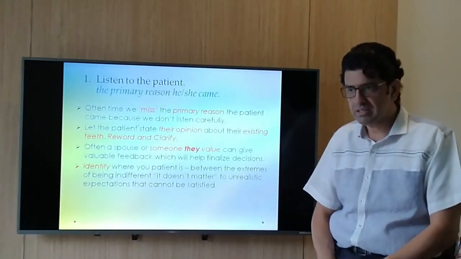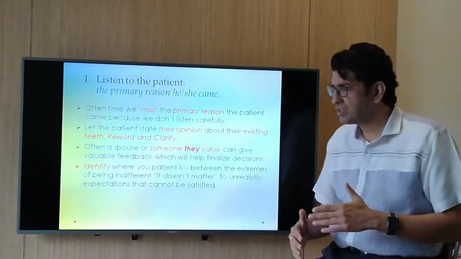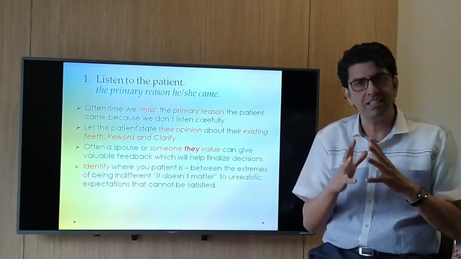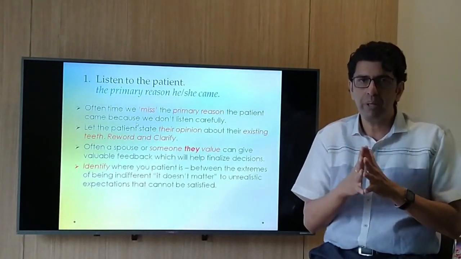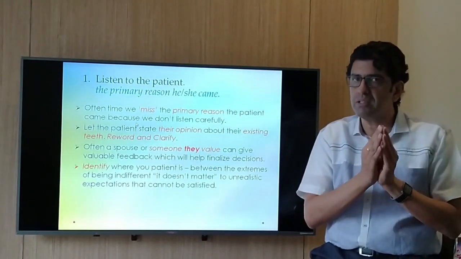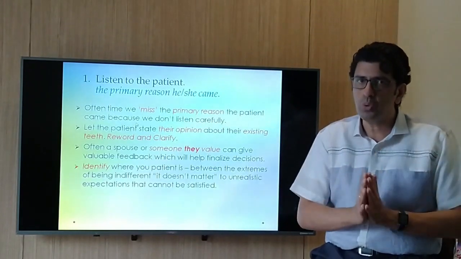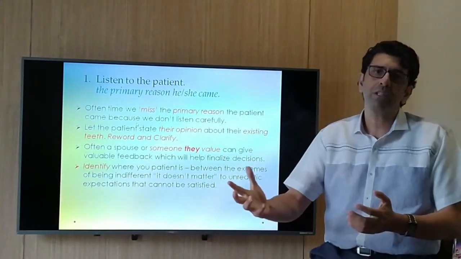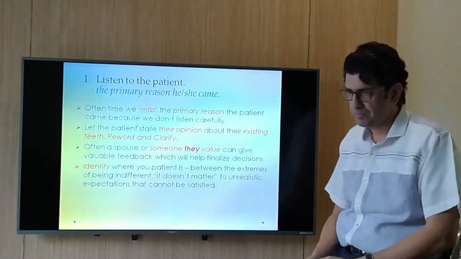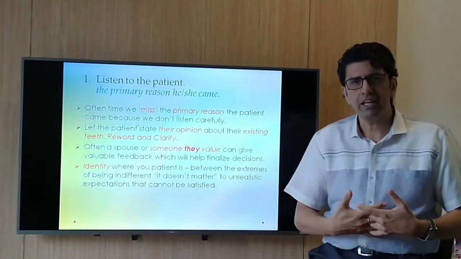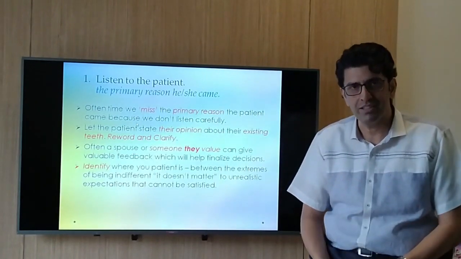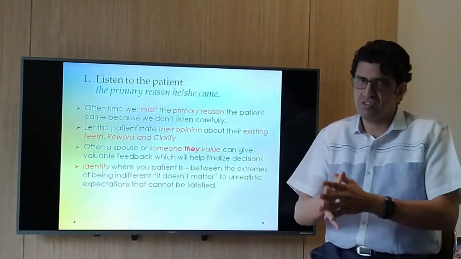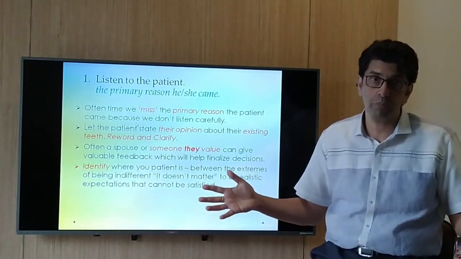The third thing you need to remember is that a spouse or someone they value can give very valuable feedback to finalizing the decision. Okay, so it's better not to just finalize with the patient alone. If it's just the patient and you alone, the patient can always remember and say, I thought you would do what's best. So always get a third person involved in it. Okay, identify, like I told you before, where your patient is. Whether she's like, it doesn't matter, or they have unrealistic expectations that cannot be satisfied.